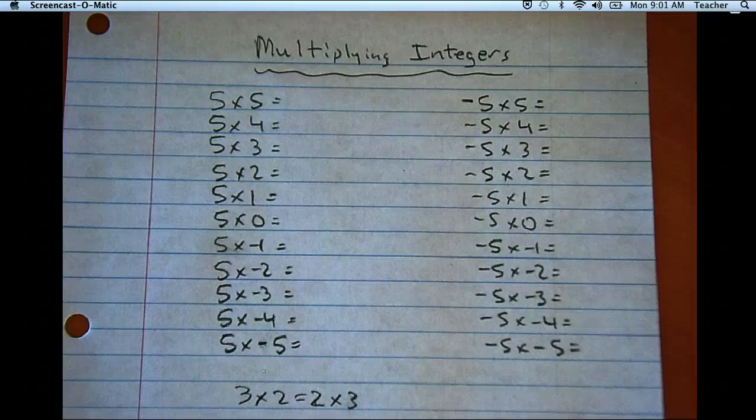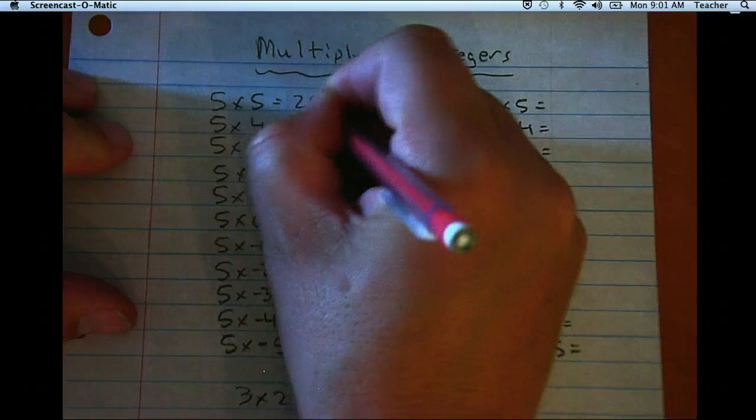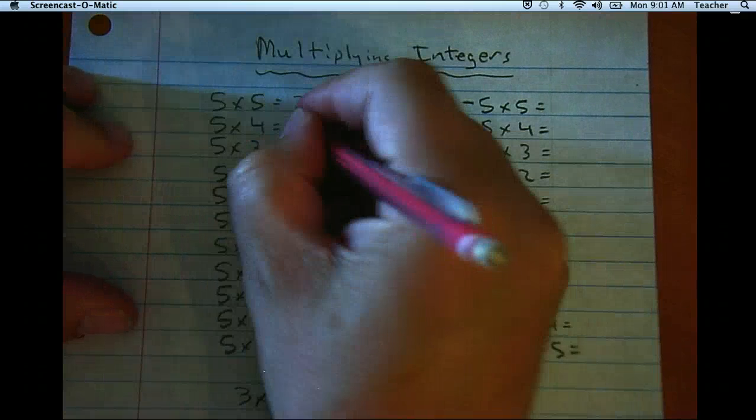Okay, Oak Rovers, this is going to be a video that's going to help you multiply integers and also to divide integers. First, we're going to start off by doing some multiplication of integers. So what I'd like you to do is on the left-hand column, I have 5 times 5, and that's 25. And 5 times 4, that's going to be 20.